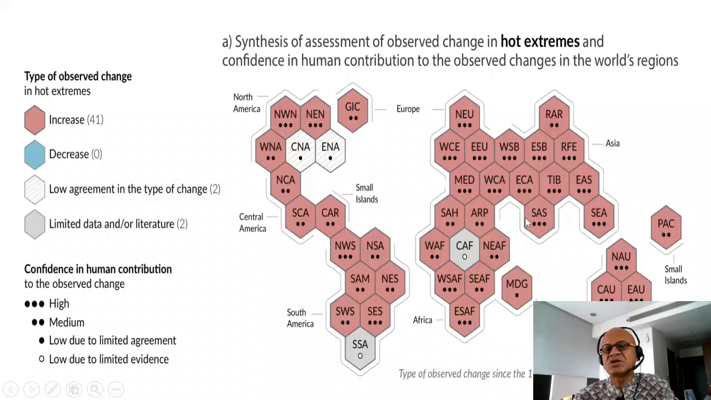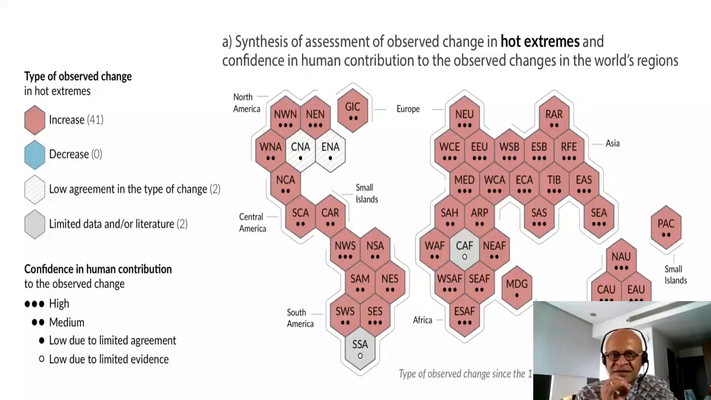Over South Asia, which includes the Indian subcontinent, Nepal, Bangladesh, Pakistan, parts of Burma, and so on and so forth, you can see that there has been an increase. So these are observed changes. Okay, so there have been increases in hot extremes, and the confidence is also high here. So you have to also look at confidence in human contributions to the observed changes. So here it is called attribution.